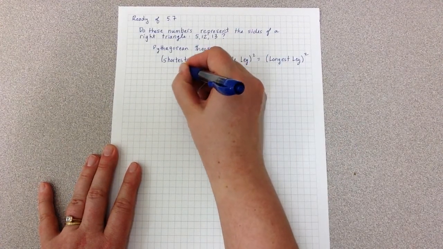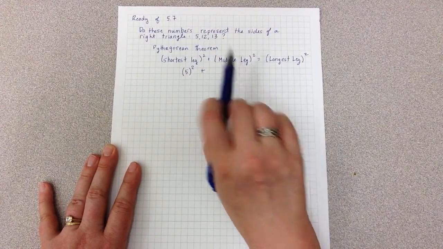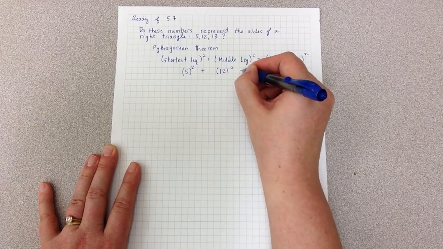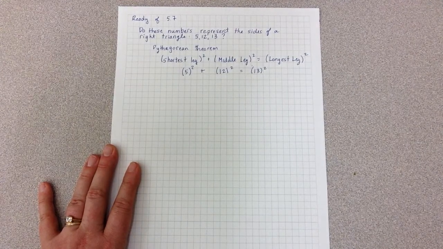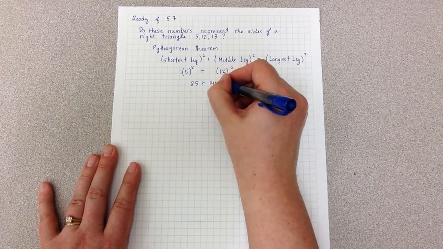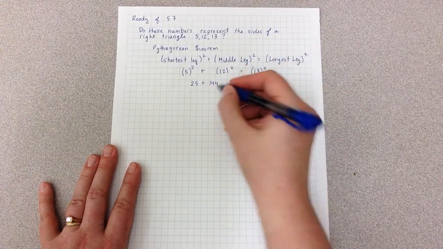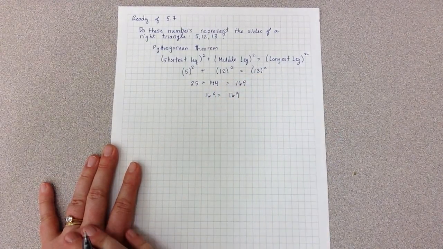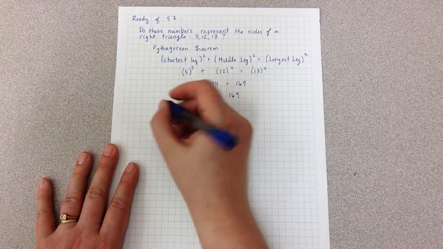So I have 5 squared plus the middle leg, the middle length is 12. 12 squared equals, and the longest leg, 13 squared. I simplify this: 25 plus 144 equals, and 13 squared is 169. Simplify again, and I have 169 equals 169. This is true. 169 does indeed equal 169.